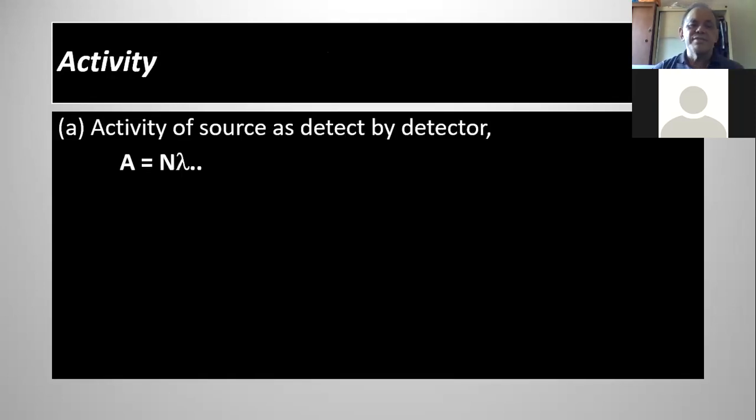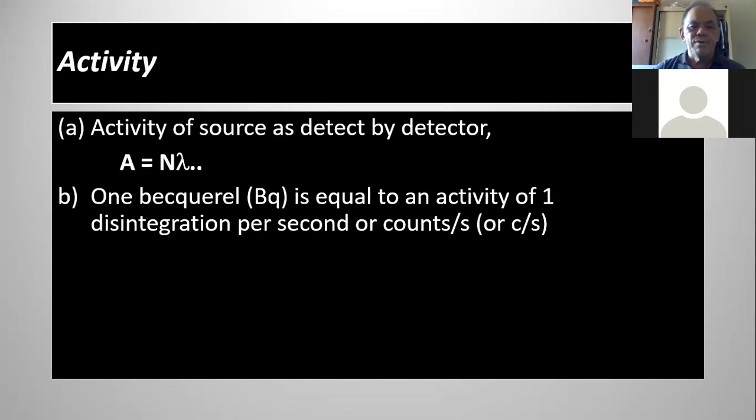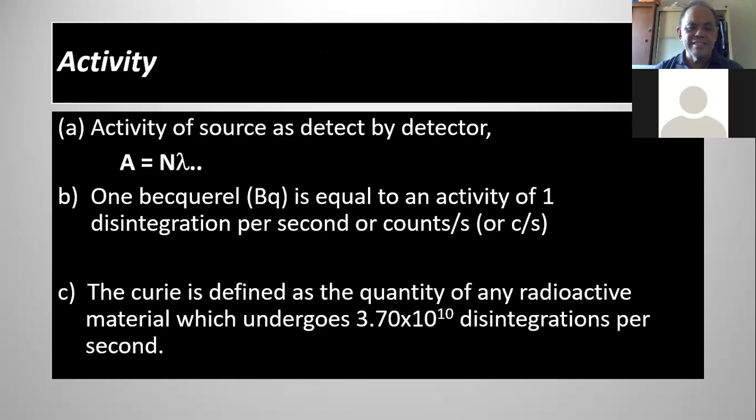Activity of the source as detected by a detector and lambda. 1 becquerel is equal to an activity of 1 disintegration per second, or count per second. Okay, we introduce a unit, and sometimes the examiner may ask you to calculate.